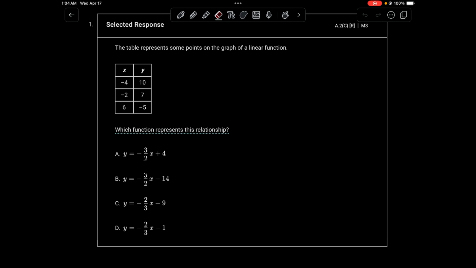Hi, let's do a second video on a different STAAR test. First question. The table represents some points on the graph of a linear function.